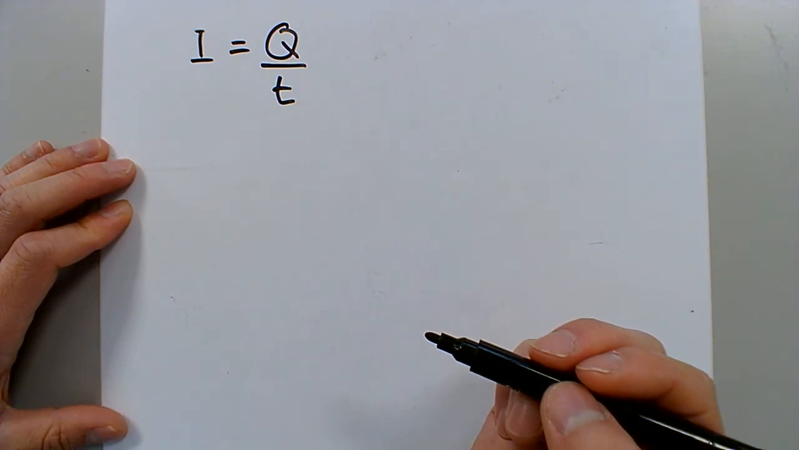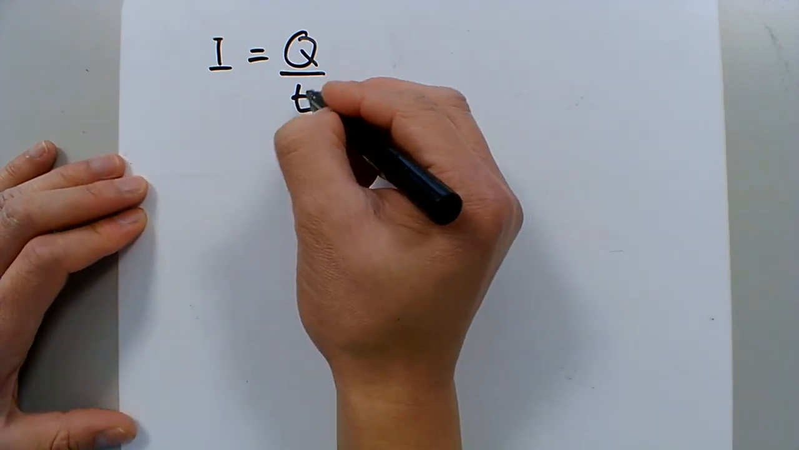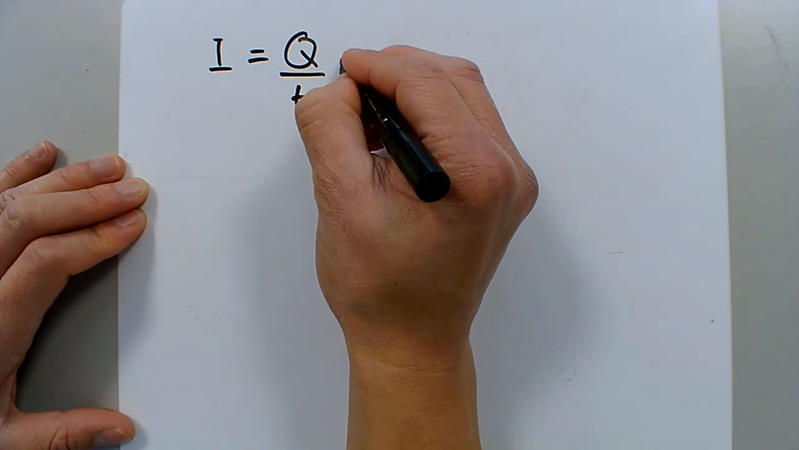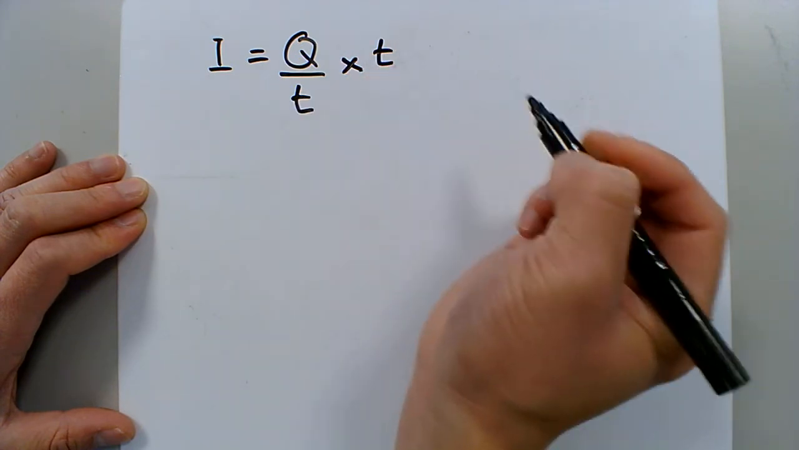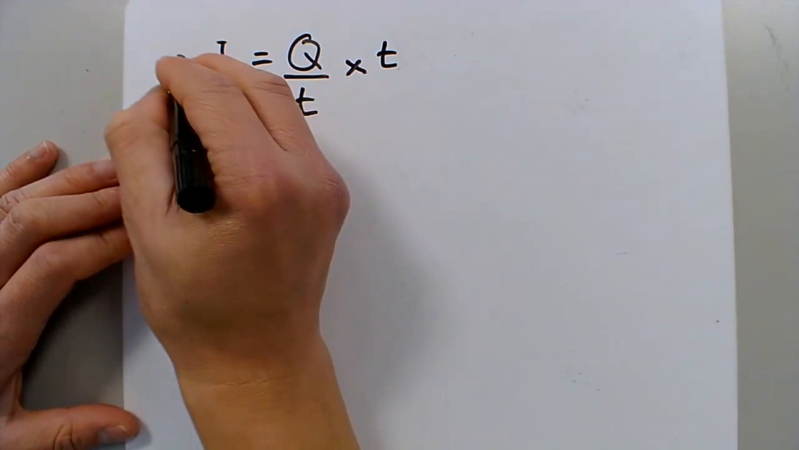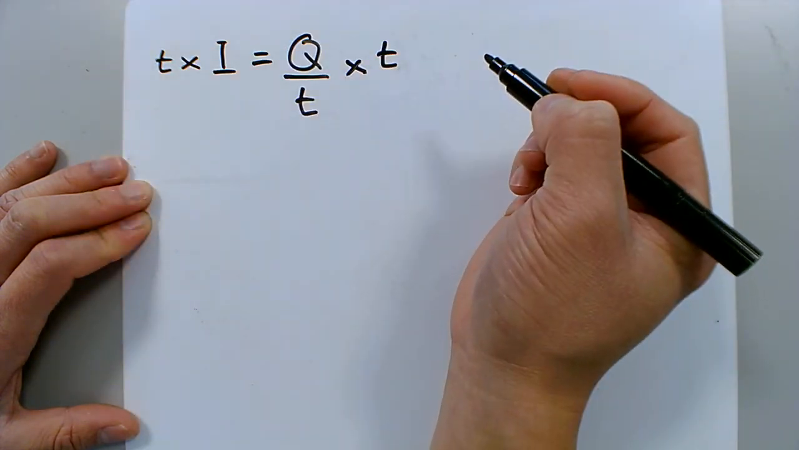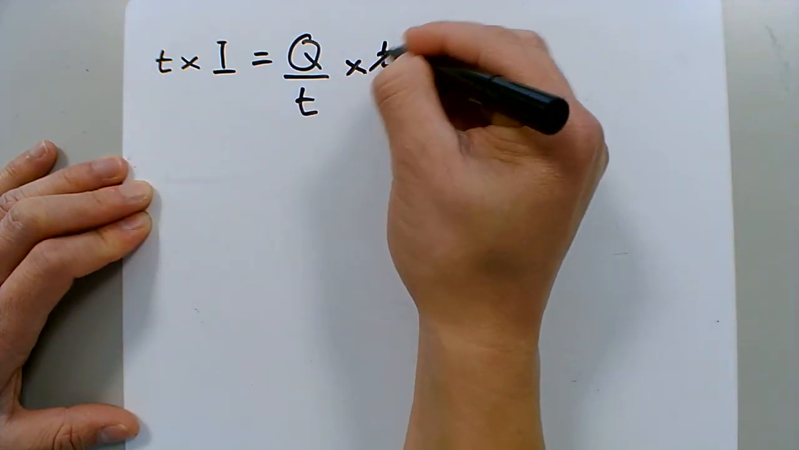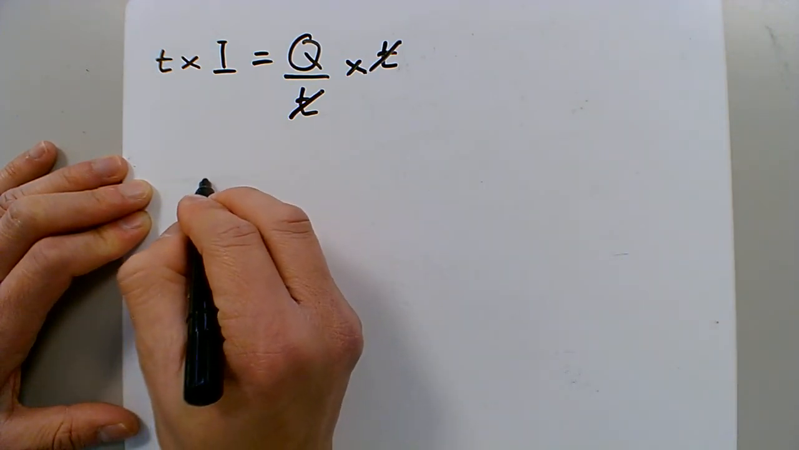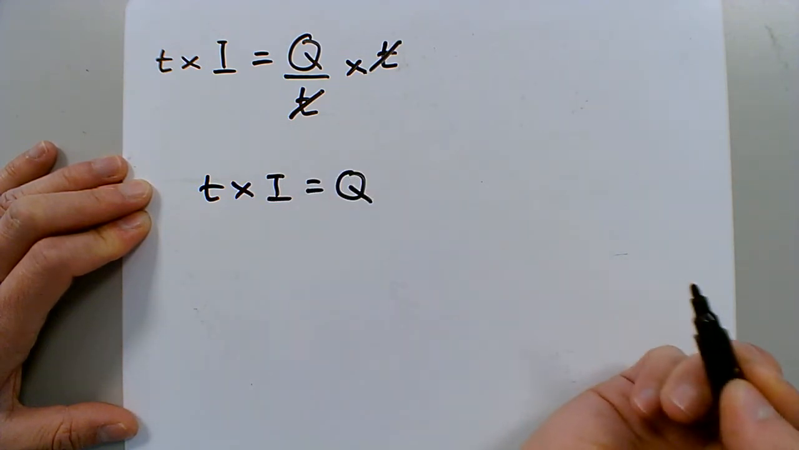Okay, so hopefully you've had a go at rearranging this equation. So let's do this together. So I want to make t the subject. Okay, so what I'm going to do is multiply by t, because I'm trying to get rid of it from the bottom on that side, and whatever I do on this side, I do on this side. Okay, now the t's cancel out. So if we rewrite the equation, we've got t times I equals q.